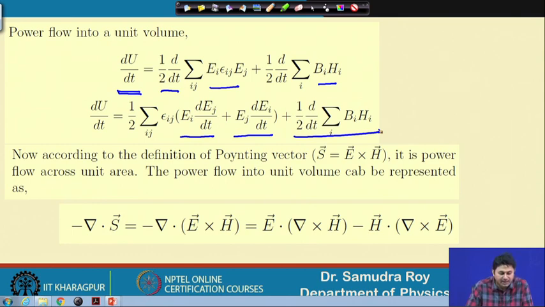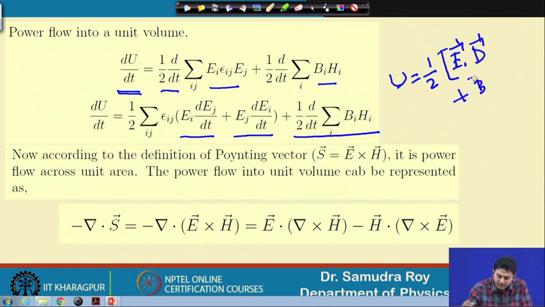Okay, so this is the amount of power flow we have when I use the energy density of the form half E dot D plus B dot H. But there is another way to find out the amount of energy flow per unit volume, and that is through the Poynting vector. The Poynting vector also we defined in our last class.